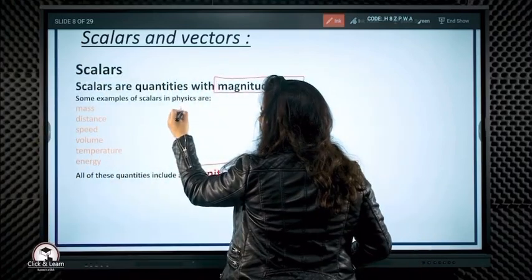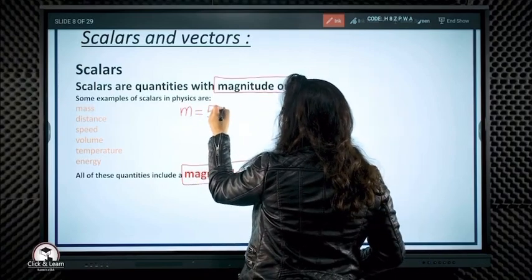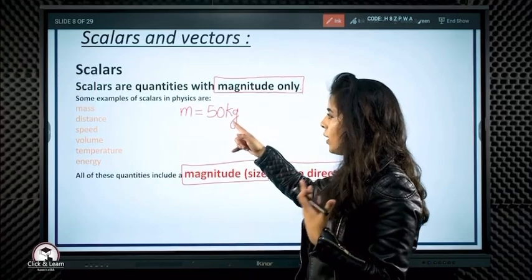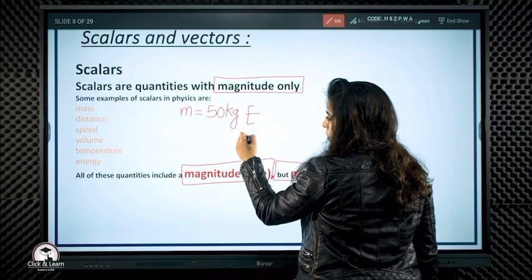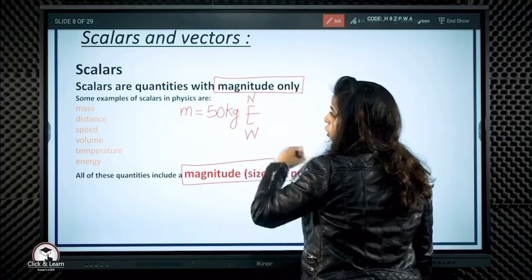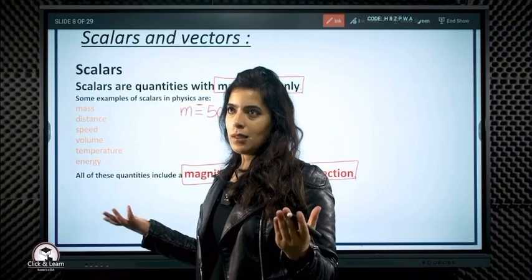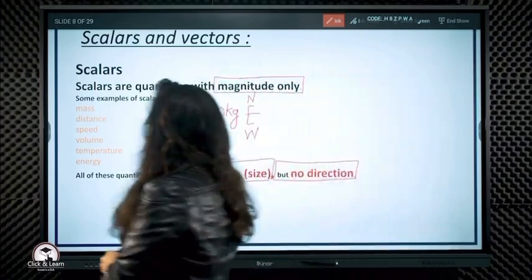For example, a girl or me, I'm Dara Badawi, I weigh 50 kilograms. Is it possible to say that I weigh 50 kilograms direction east, or direction west, or direction north, or positive or negative 50 kilograms? Is it sensible, does it make sense to say this? It's not right.